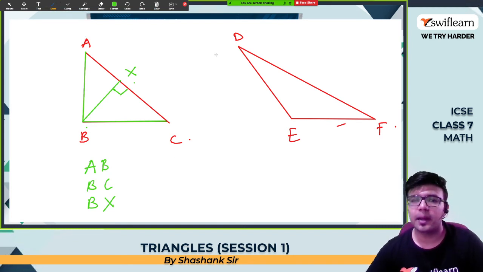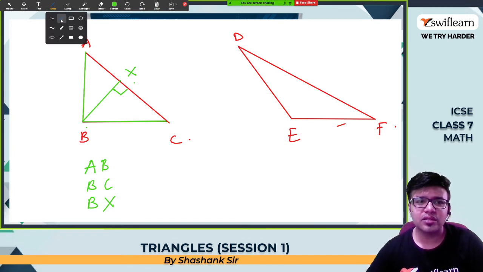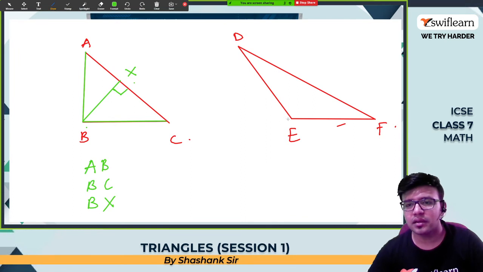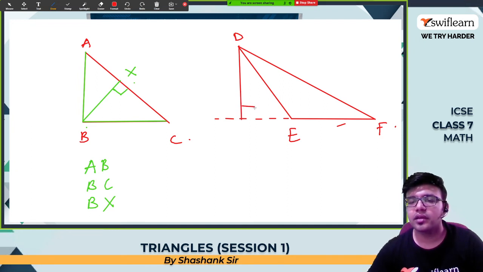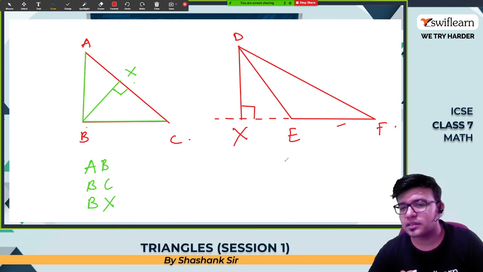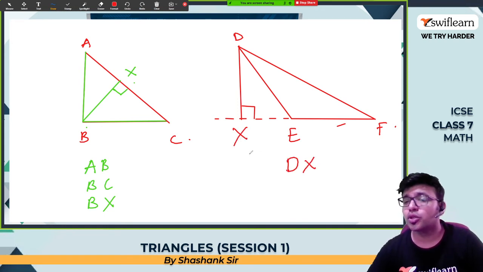What about this diagram? D is here, and you extend, just make some geometrical constructions, extend this line. Now with D as a vertex, draw a line perpendicular to EF extended. You name it as X. So DX is perpendicular to the side EF of triangle DEF.